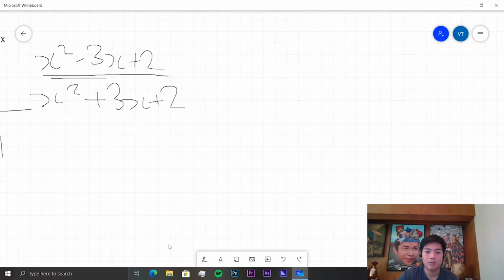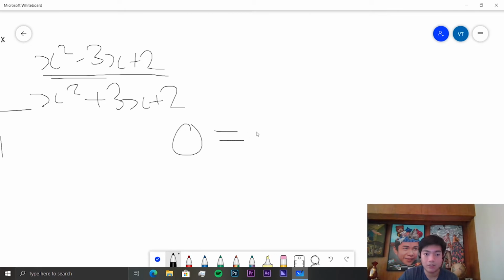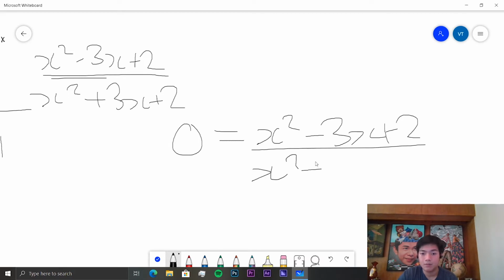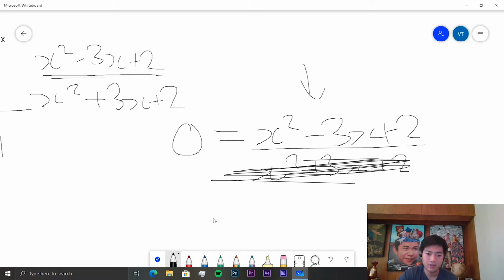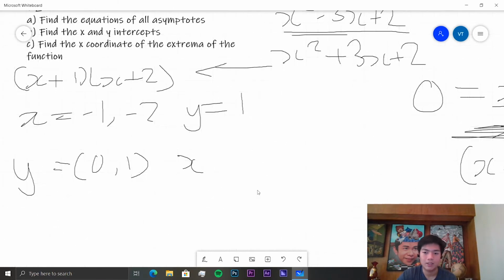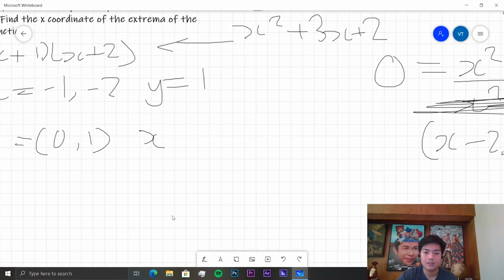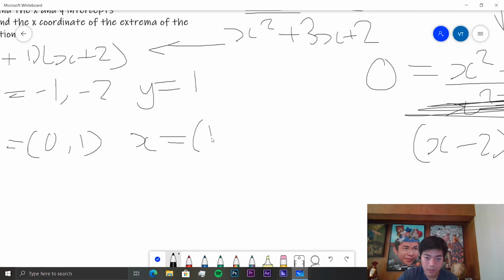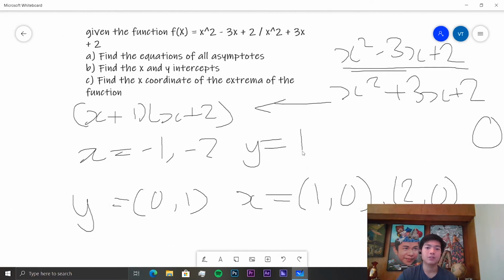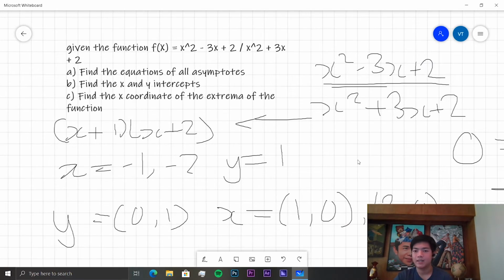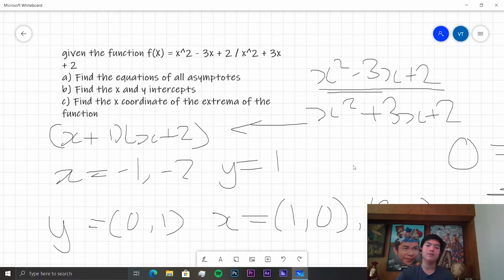And the x-intercept is when y equals 0. So we have 0 is equal to x squared minus 3x plus 2 over x squared plus 3x plus 2. It's clear the denominator doesn't matter because only the top part has to be 0. So we can factor that into x minus 2 times x minus 1. So we actually have two x-intercepts: 1, 0 and 2, 0. Finally, find the x-coordinate of the extrema of the function. That's the maximum or minimum, I believe.